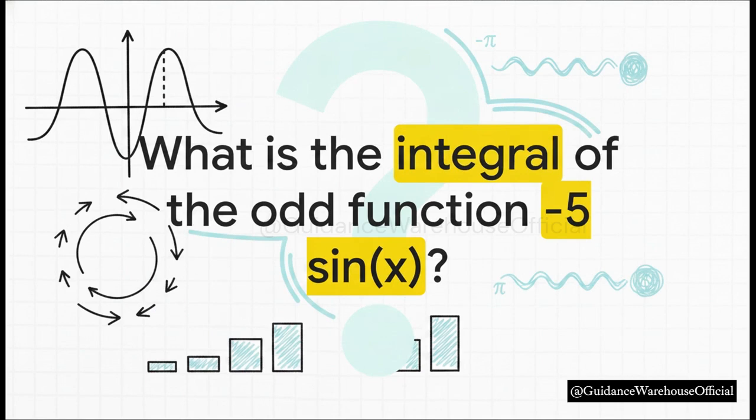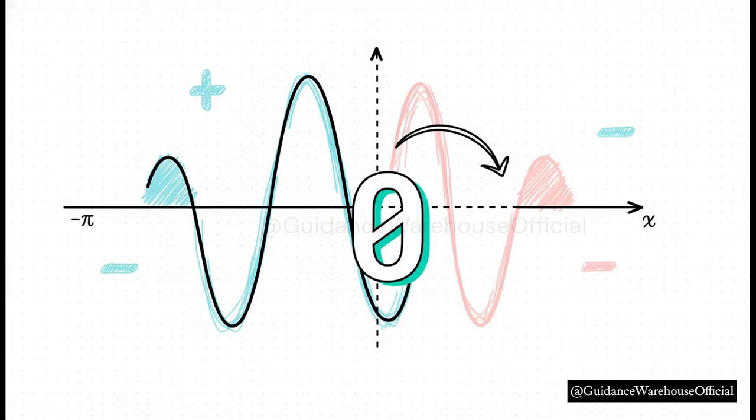Okay, let's do a mini pop quiz right now to see if this clicked. Keep those rules in mind. What is the definite integral of the function -5 sine of x evaluated from negative pi to positive pi? I'll give you a second to think about it. The answer is 0, and this brilliantly illustrates the sheer power of odd functions.